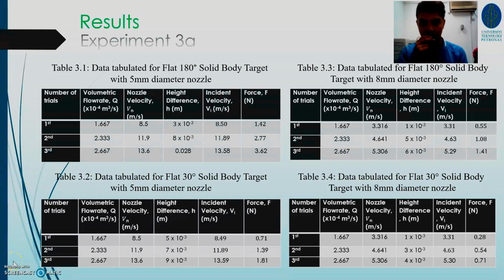For result and discussion for experiment 3A, we can see from table 3.1 that the higher the volumetric flow rate, the higher the force. And also if we compare tables 3.1 and 3.2, the difference in the degree of the solid body target will result in a higher force exerted by the nozzle. And also if we compare tables 3.1 and 3.3, the difference in the nozzle diameter will result in a higher force, which means the lower the nozzle diameter, the higher the force exerted.